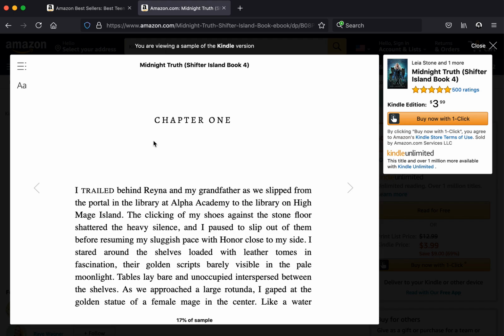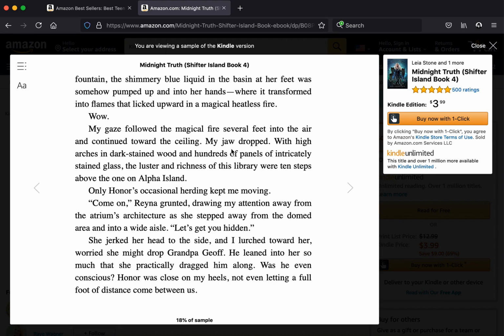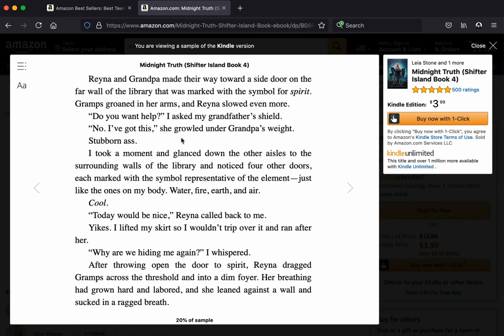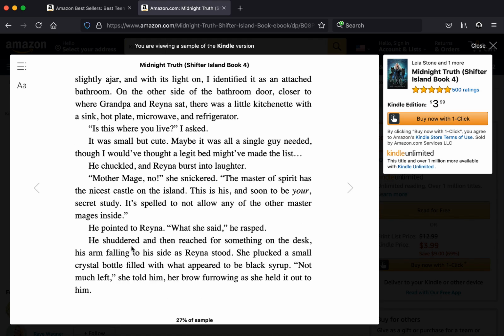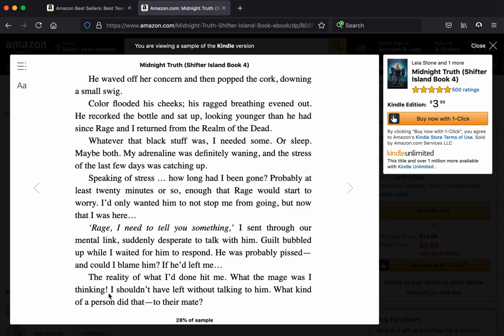We're just going to go down to literally the first page. "I trailed behind Raina and my grandfather, so we slipped from the portal in the library," and so on. Really, basically in the first two words, this is first person and past tense. Read a little bit more just to make sure. My jaw dropped, they're not doing alternating, but I think this is just first person past tense. "And yeah, I shouldn't have left without talking to him." So now you know.